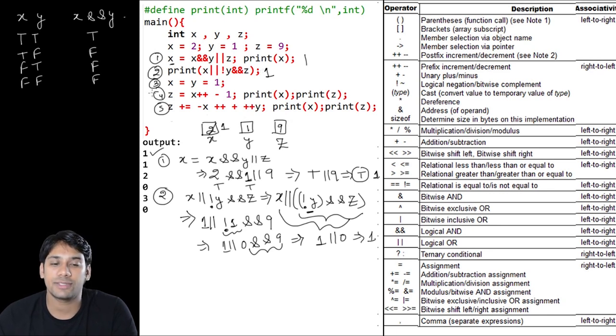Now in the third statement, we are assigning the value 1 to x, y and x. If you see this assignment operator, you will see that the associativity here is right to left.